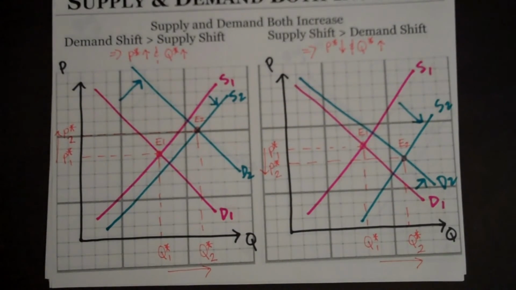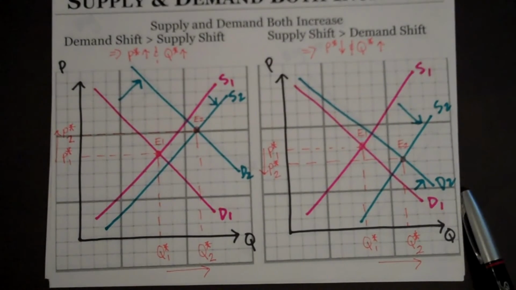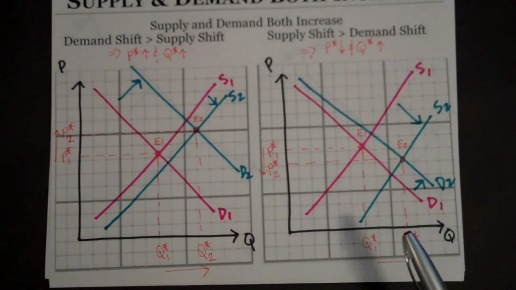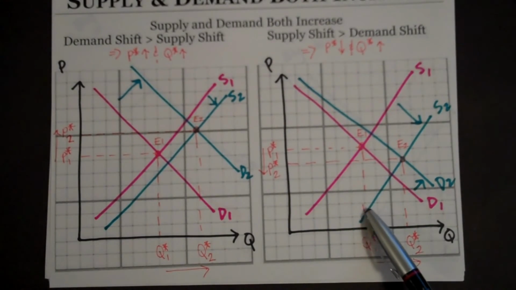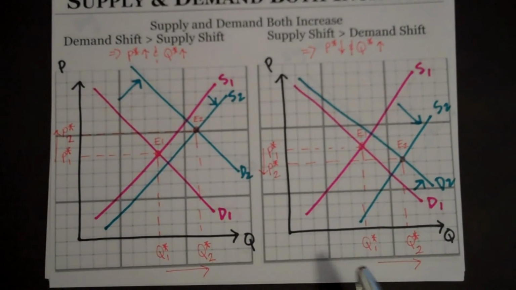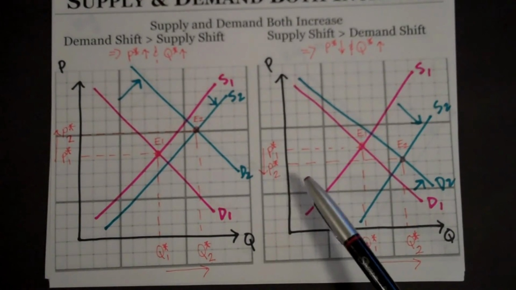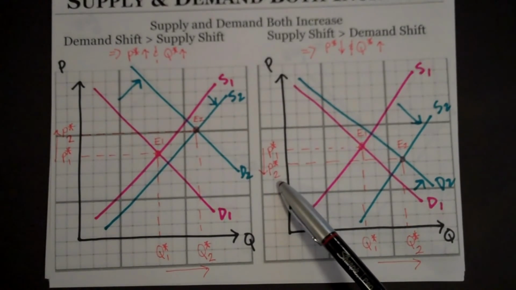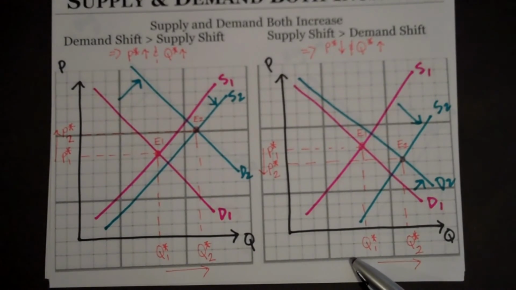Now what's going on over here on the right-hand graph? On the right graph, we have our supply shift is greater than our demand shift. So our supply shift is large while our demand shift is small. What has happened to price? Well, in this case, price actually fell, whereas our equilibrium quantity still rose.